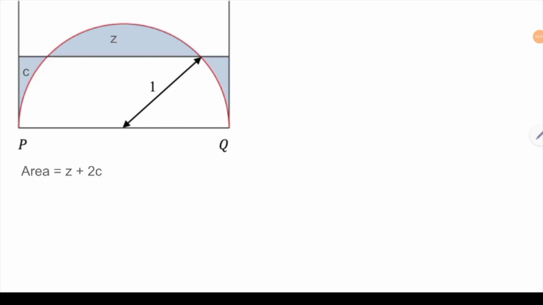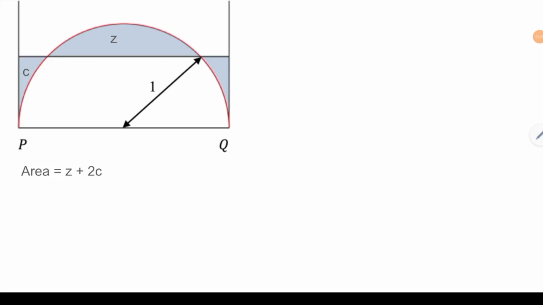First off, find an expression for the shaded area. Area equals Z plus 2C, right? Z is the shaded area at the top there, and C is the shaded area at the side. Now, we don't actually have formulas to express these irregular shapes as areas, but what we can do is write them as the difference between 2 known shapes. So area of Z equals area of semicircle minus the white area, and the area of 2C equals the area of the rectangle minus the white area. But what is the white area?